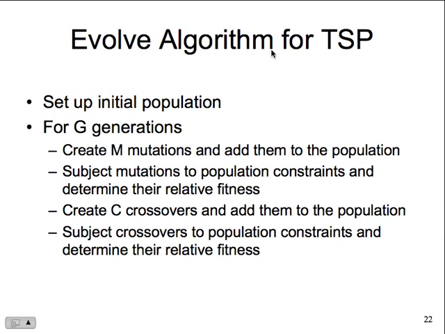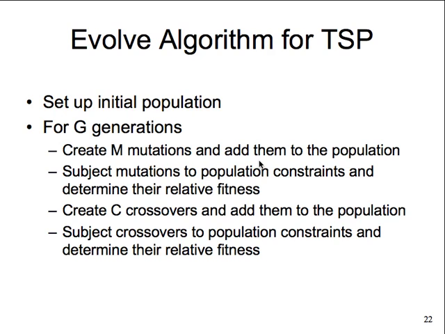So there's an evolve algorithm out there for the traveling salesperson problem, actually. In terms of that particular solution, you're going to do your own, very similar to this. You set up the initial population, evolve it for G generations, create M mutations, and then add them to the population. So the population is constantly being changed by the mutations that you're adding. And those are going to be random city selections, perhaps.